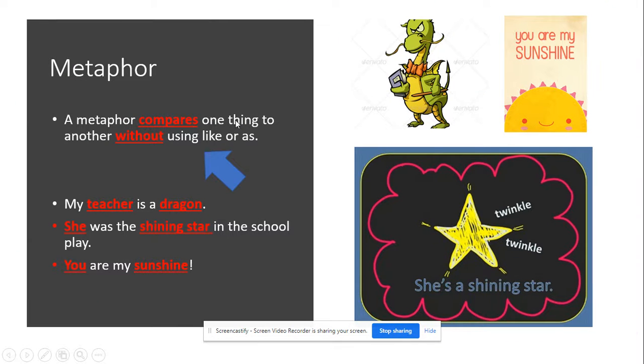Our second example, a metaphor. Now, a metaphor is very similar to a simile. However, let's look at the definition. A metaphor compares one thing to another without using like or as. So, unlike a simile, it's not using the words like or as, but it's still comparing one thing to another. So, you will fill in the blanks with the words compares and without.